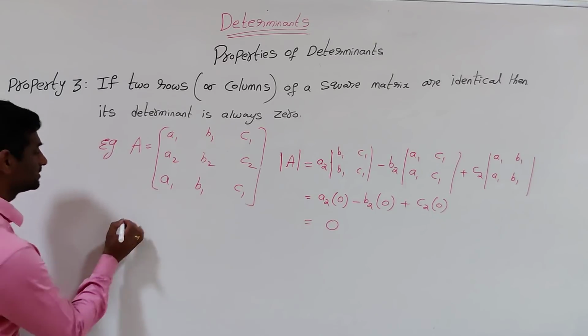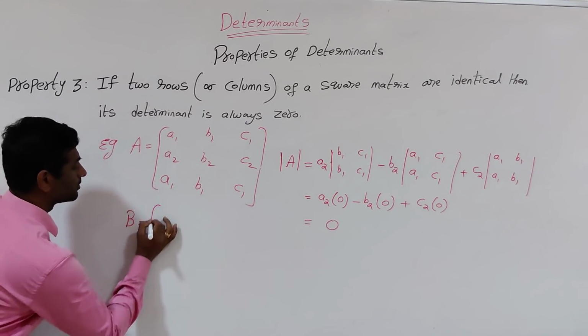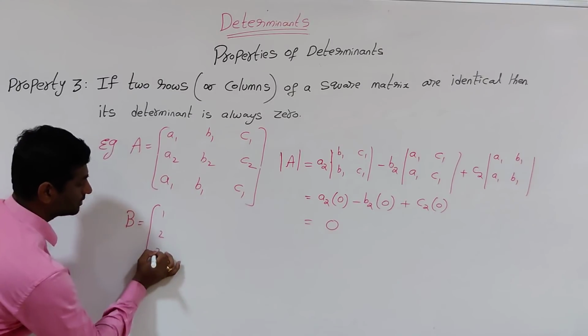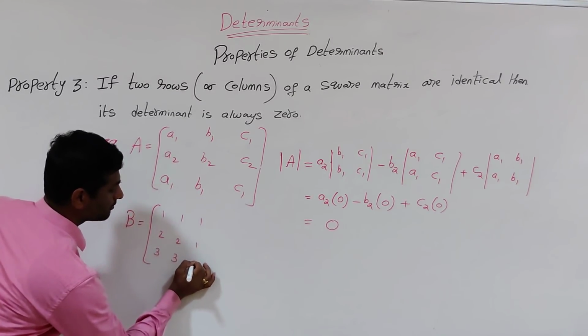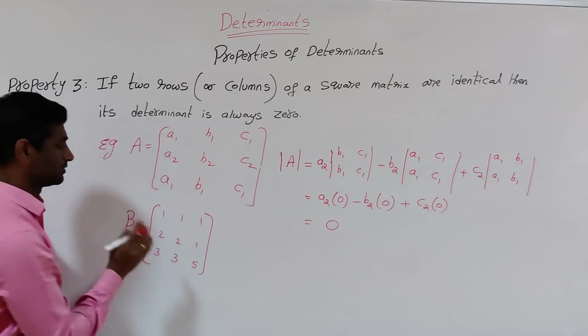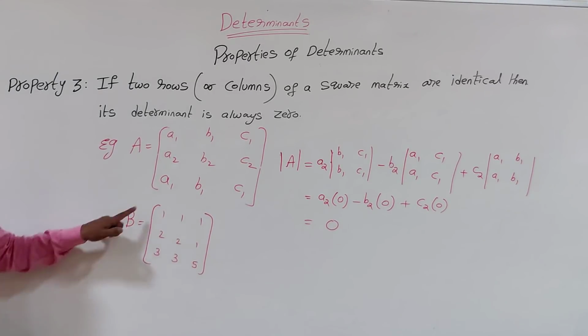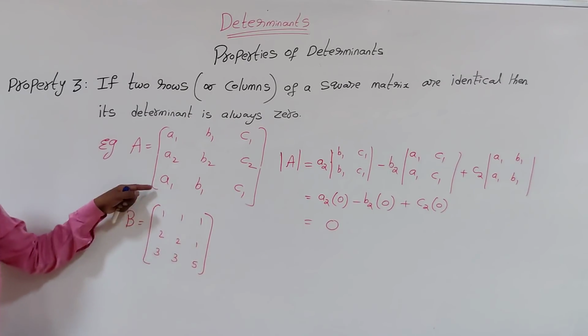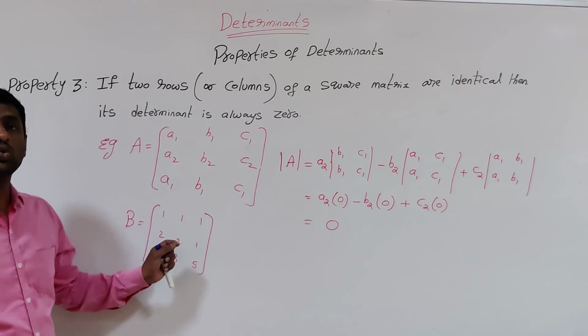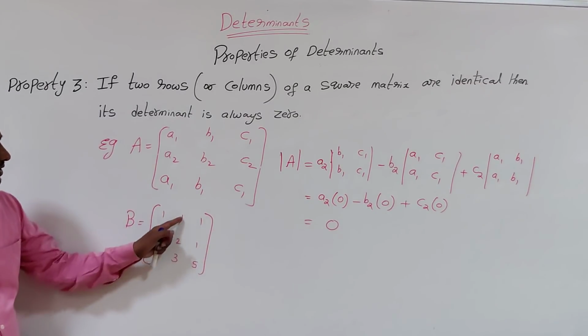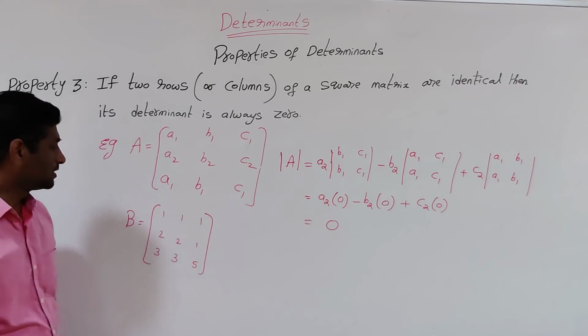We'll have a small example. B is equal to 1 2 3, 1 2 3, 1 1 5. Here the two columns are identical, meaning all the elements of column 1 and column 2 are the same: 1 2 3, 1 2 3, and the third column is different. Now we'll see the determinant.